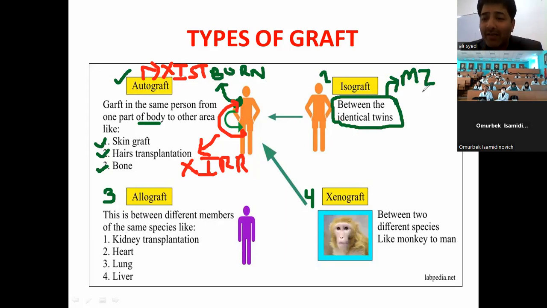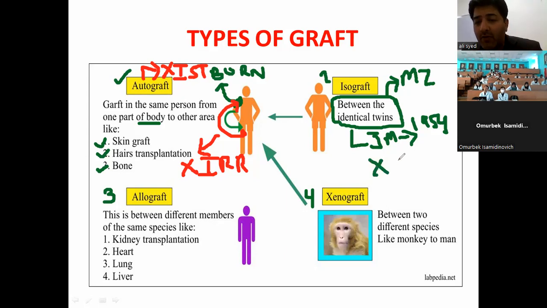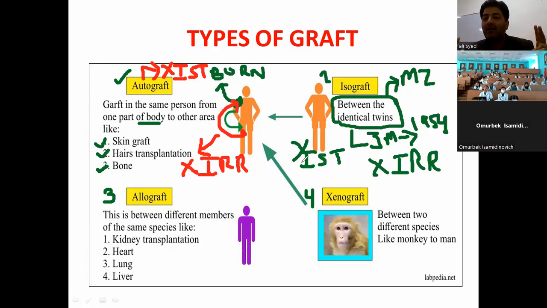Monozygotic identical twins. This transplantation was performed by J. Murray in 1954. So in identical twins, will there be any immunological response? No immunological response. Very good. Do you need any immunosuppressive therapy in this patient? No, you don't need any immunosuppressive therapy in this patient. But it is very difficult to find two identical twins.